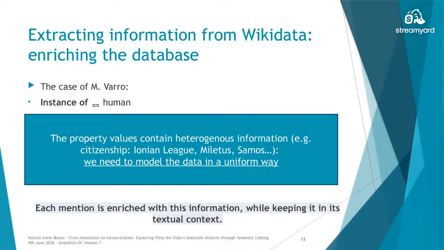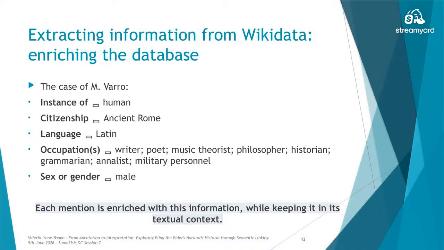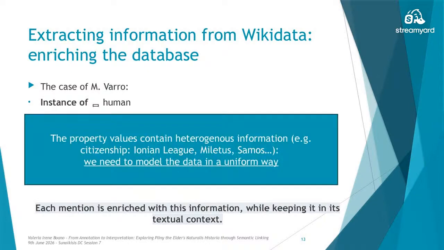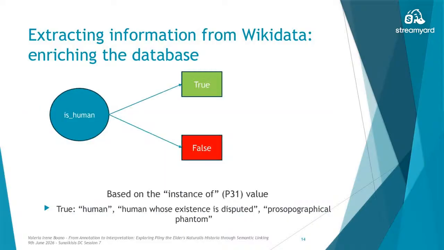However, the property values contained heterogeneous information, and you could see that, for instance, from the values of the occupation property, which are multiple, but also for the citizenship: we have not only one value for, for instance, ancient Greece, but we have multiple ones. So I had to model my data in a uniform way in order to be able to use it for my analysis.